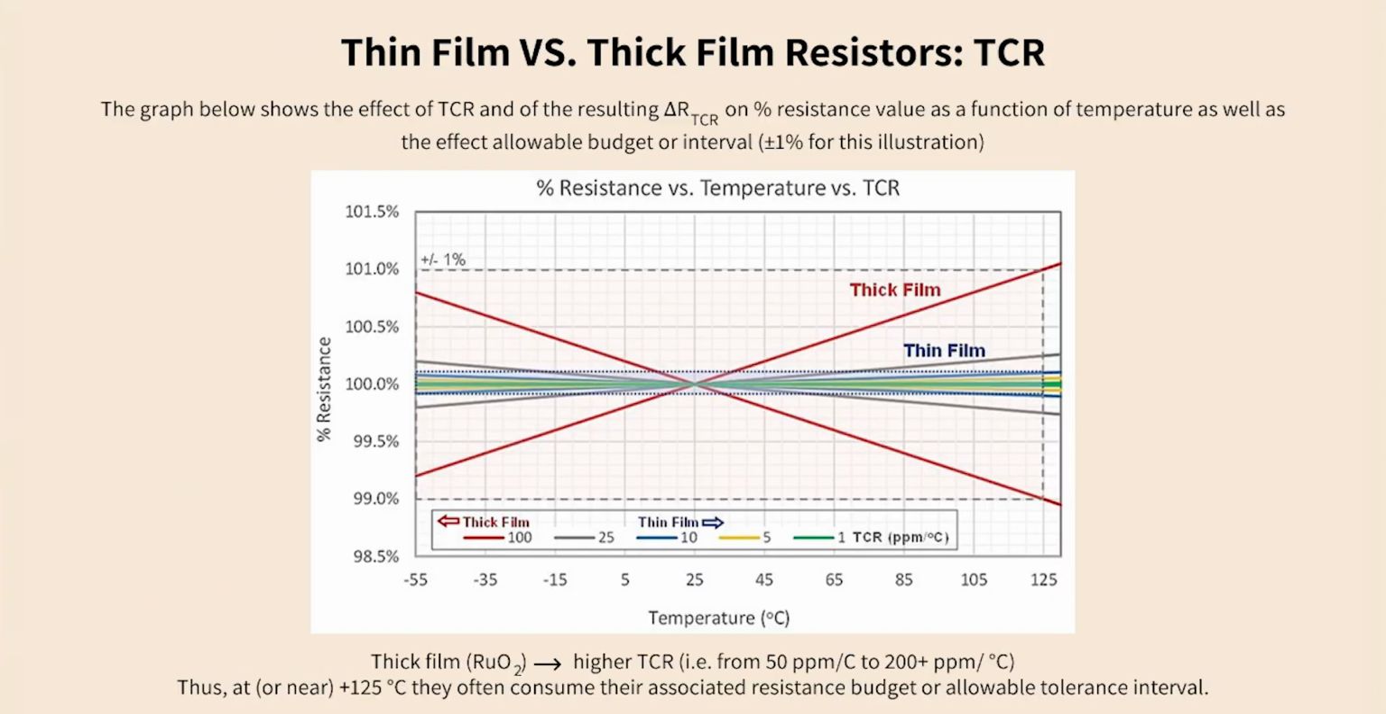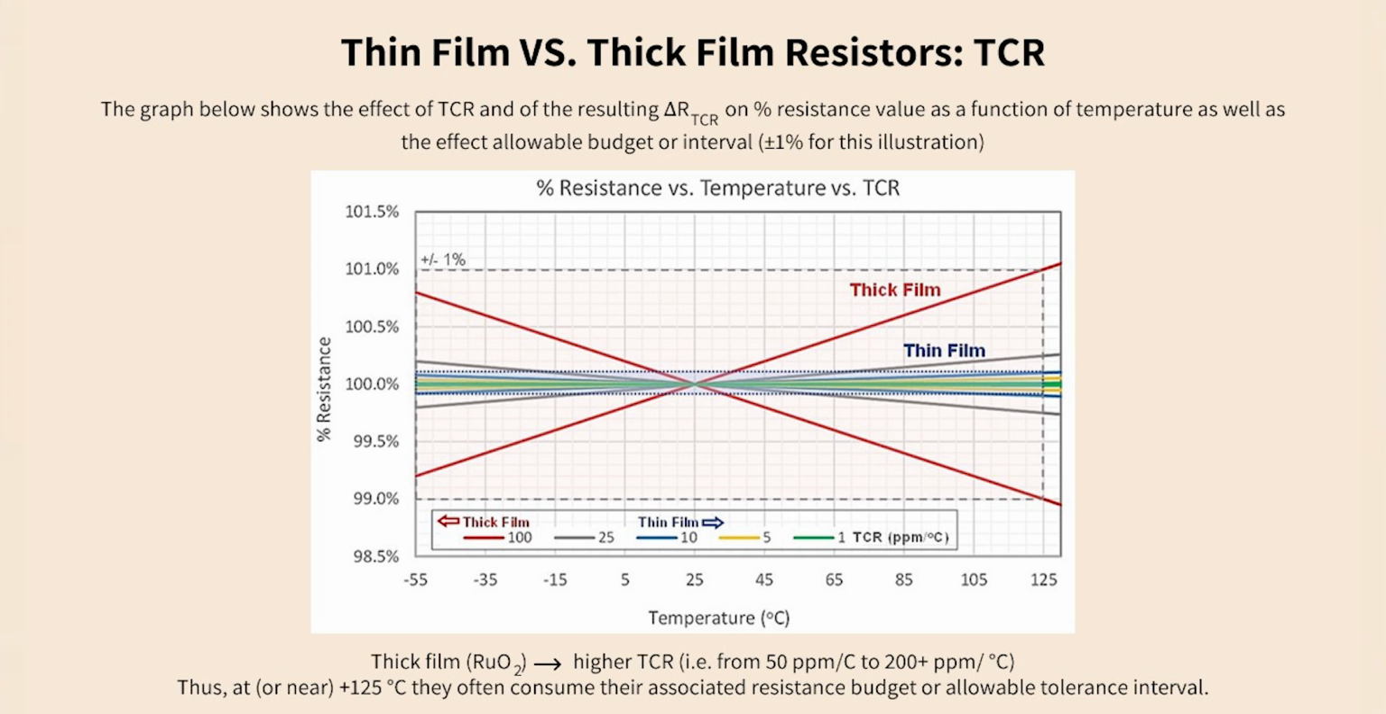This graph illustrates how the temperature coefficient of resistance affects the percentage change in resistance for thin and thick film resistors over a range of temperatures. Thin film resistors demonstrate a much lower TCR, typically between 5 and 100 ppm per degree C, which keeps their resistance change minimal and well within the allowable tolerance of plus or minus 1%. This stability makes them ideal for precision applications where tight resistance control is critical.